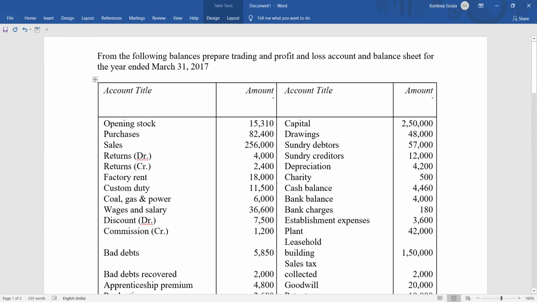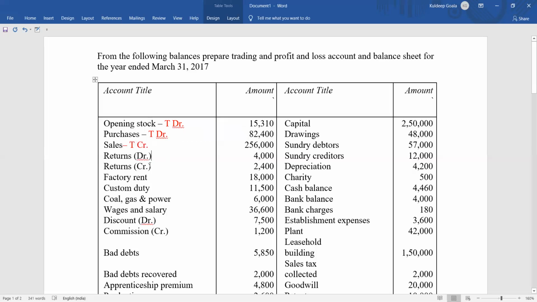So first is opening stock. As we talk about opening stock, we know it will go in the trading account debit side, right? Then coming to the next one, purchases. Purchases also, as we know, will go in the trading account debit side. Then coming to the next one, sales. Sales also will come in the trading account, but on the credit side.